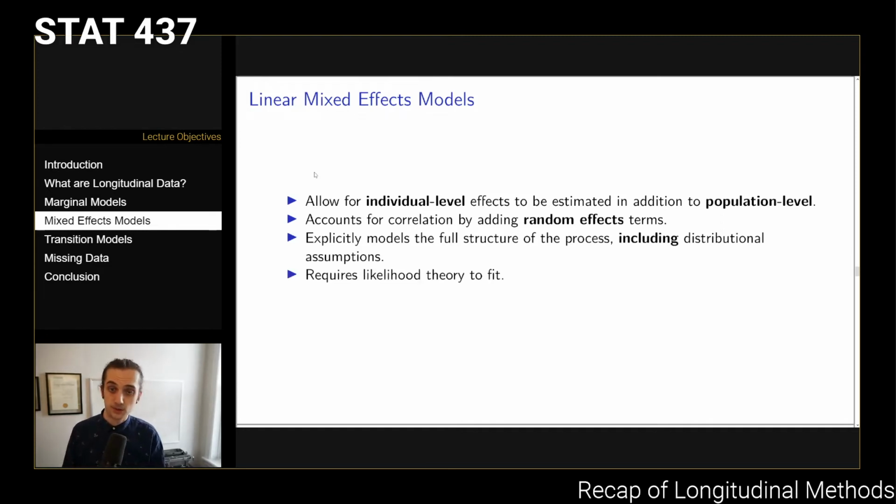Because it's a full distributional technique, we require likelihood theory to fit it, right? So we've actually assumed a complete distribution, and then we can use maximum likelihood to do it. The drawback to doing this is that, of course, if you get the distribution incorrectly specified, the estimates are not going to be valid, which is not the case with marginal models. If you misspecify something there, then as long as the mean structure is still correct, you get consistent estimation.